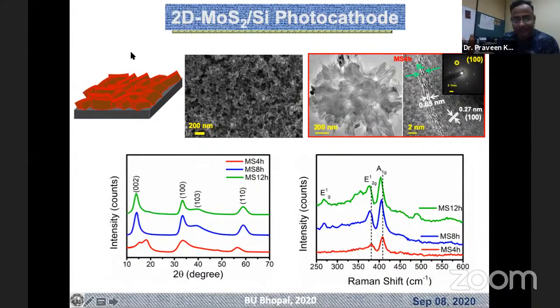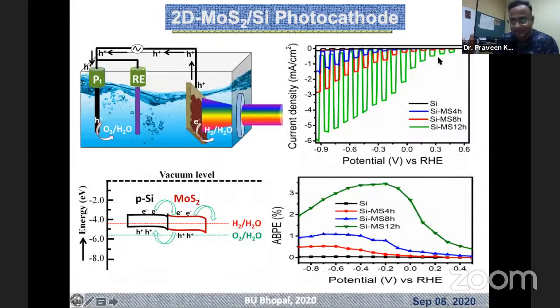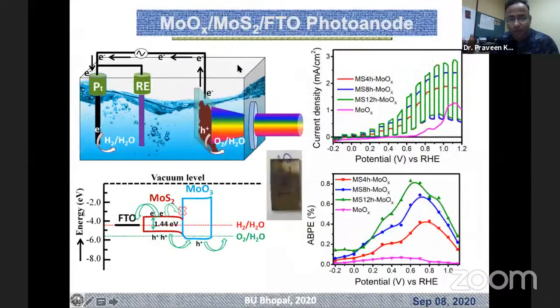Here we have grown MoS2 in different layers, utilizing different growth times with a hydrothermal method, and you can see the characterization for that. When you grow on 4 layers, first we have optimized this. When you grow the 8 and 12, the efficiency increases, but it loses the transparency as well. So that's what we have used, and we were able to achieve an efficiency of 3.8% using this MoS2 photocathode.